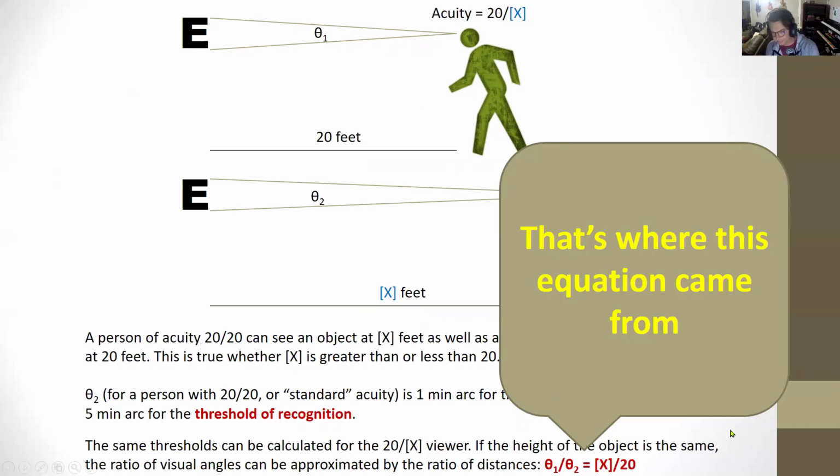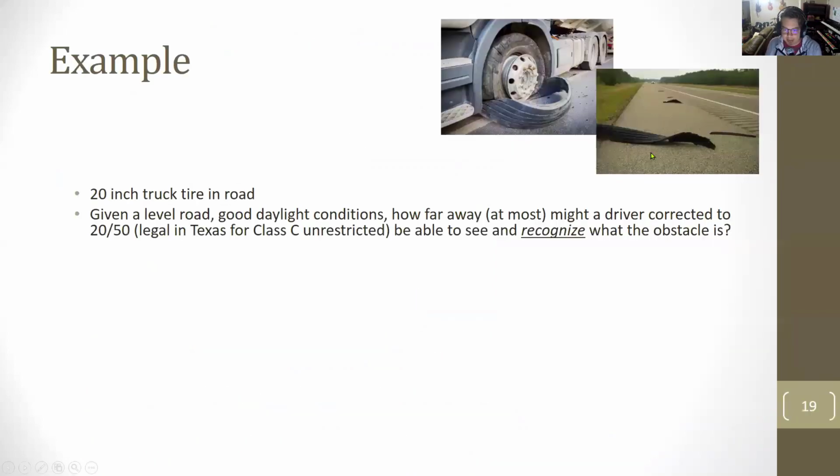All right, so going back to our example, we got this 20-inch truck tire in the road. We've got this equation we just derived, we just double checked. And now we want to solve for theta 1, which is the threshold of recognition for our 20/50 observing person, our driver. So 20/50, that's 20 over X, so X becomes 50. And theta 2 is our threshold of recognition for a 20/20 viewer, okay? And that's, again, 5 minutes of arc.